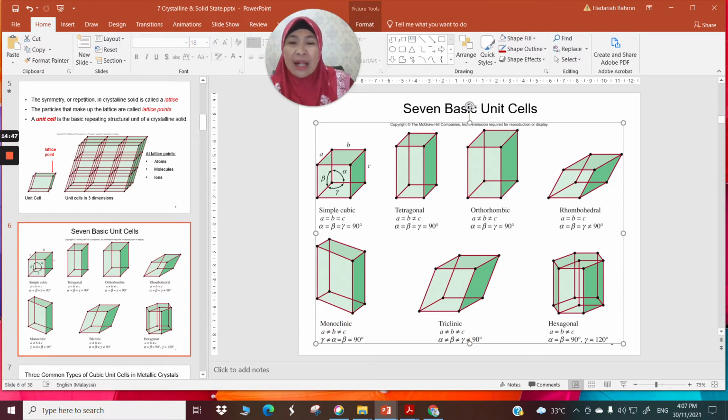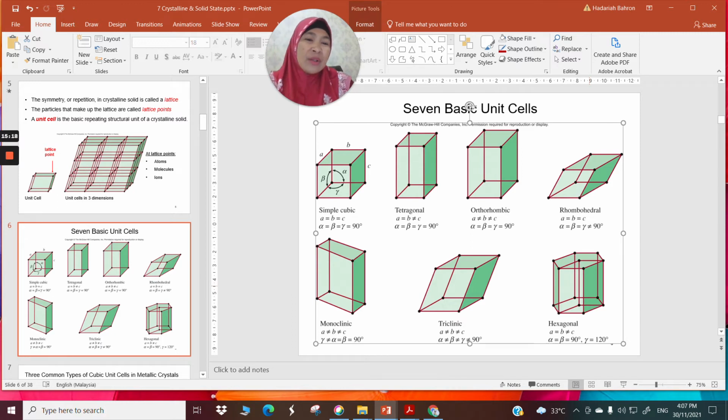Monoclinic has A, B, and C not equal to one another, and two of the angles are the same, 90, but the third angle is not 90. So that is a monoclinic. But when you have everything not the same, A is not equal to B, not equal to C, alpha not equal to beta, not equal to gamma, and they're not equal to 90, you're going to get a unit cell which is called triclinic. So this is a triclinic.